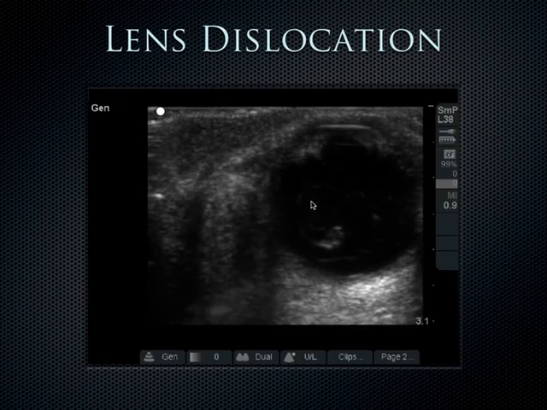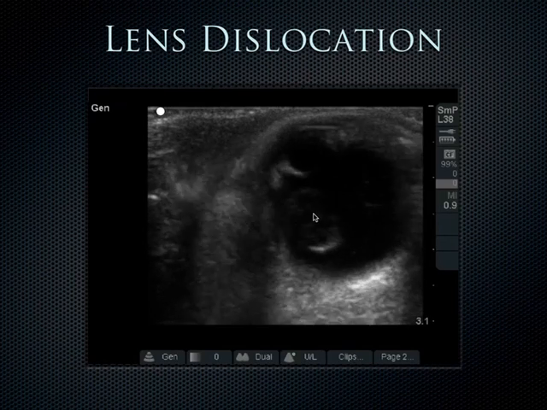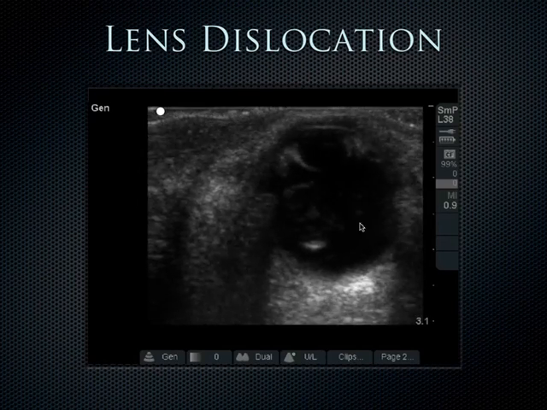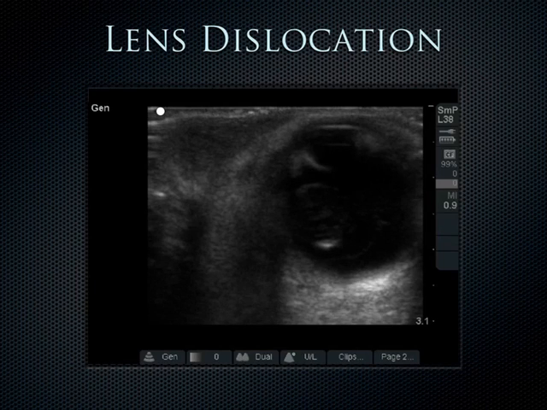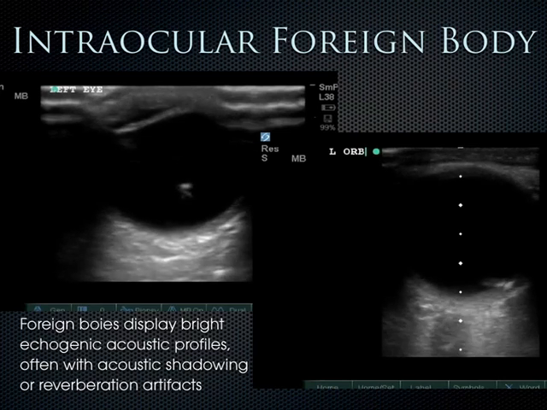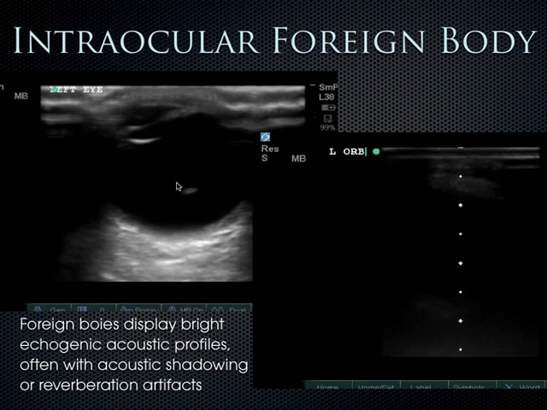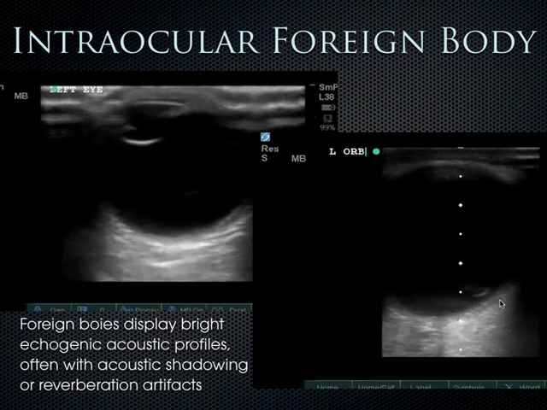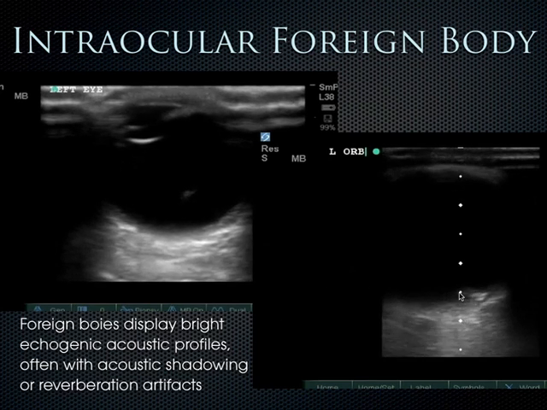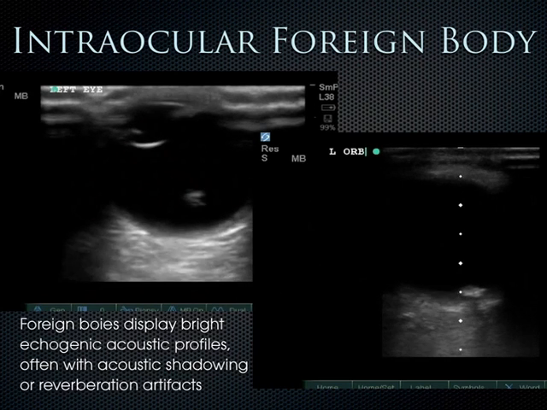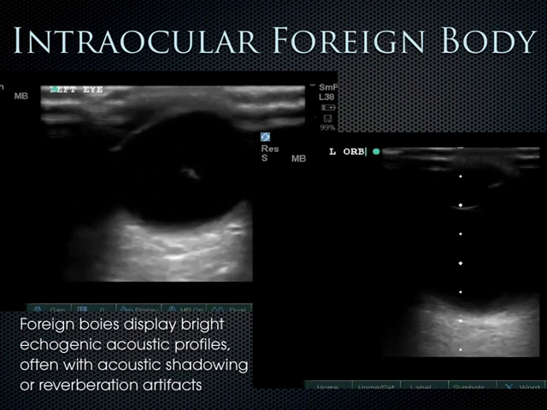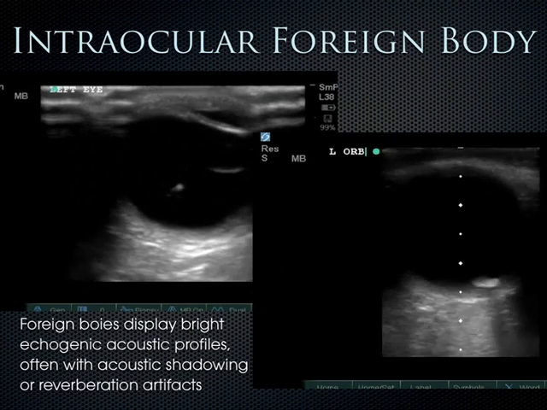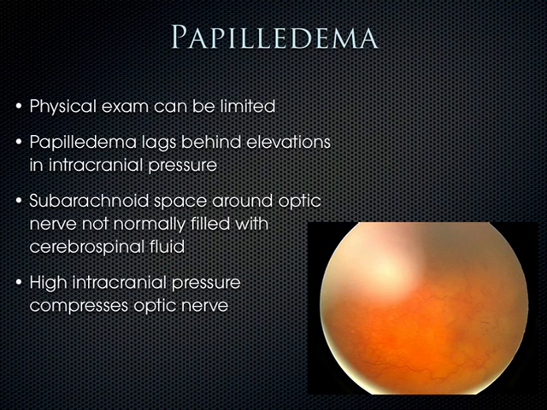We can see lens dislocations. That's what's going on here. This lens is not over here, but dislocated. We can see intraocular foreign bodies. This is a metallic foreign body. A guy was working with metal and something shot in his eye. And we can see that foreign body here as well, looking in two different planes. Causes some shadowing underneath it. And we can see papilledema also.